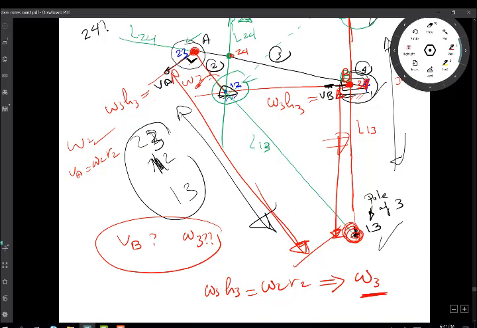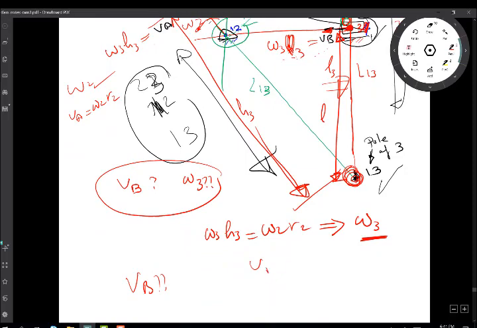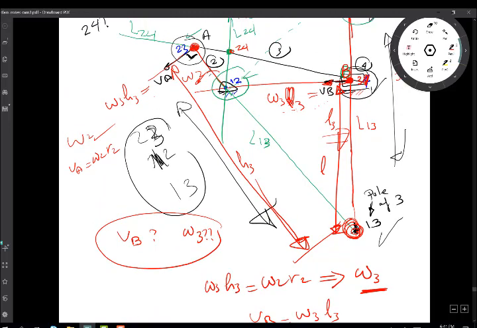Let's call it L3. I call the other side h3. So that's L3. So now VB is equal to omega 3 times L3, which will give me the velocity of point B, which is actually just a slider. So now VB is omega 3 L3, and this is what I wanted to get. That's one way of getting the velocity of the slider.